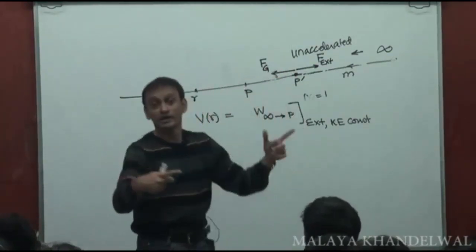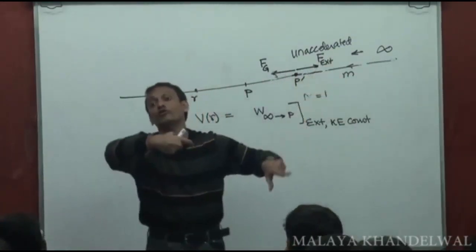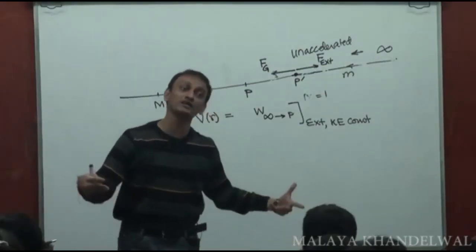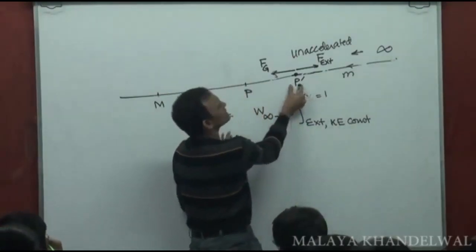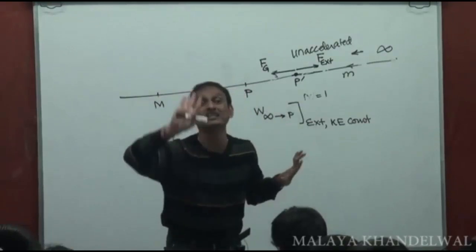When can that happen? If at every point the gravitational pull is exactly countered by the force of the external agent, then the net force would be 0, and the particle will remain unaccelerated. That means the particle is moved very, very slowly towards P, so that it remains unaccelerated.